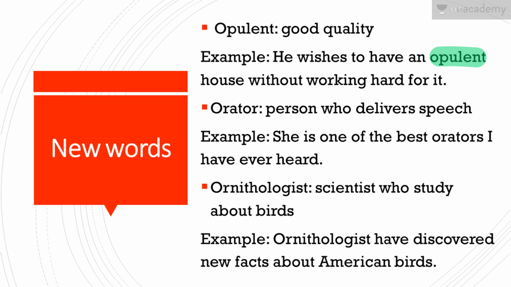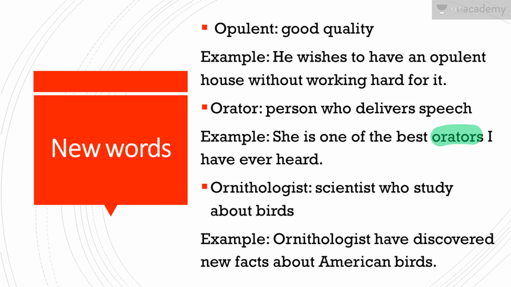Next is orator. Orator is a person who delivers speech. Example, she is one of the best orators I have ever heard. It means she is one of the best speakers who deliver the speech that I have ever heard.